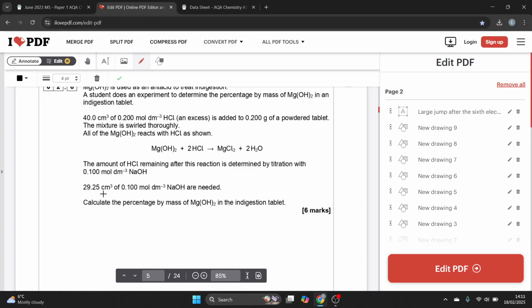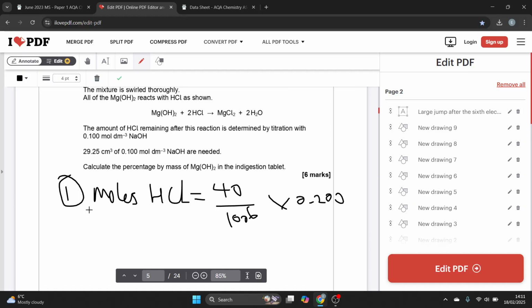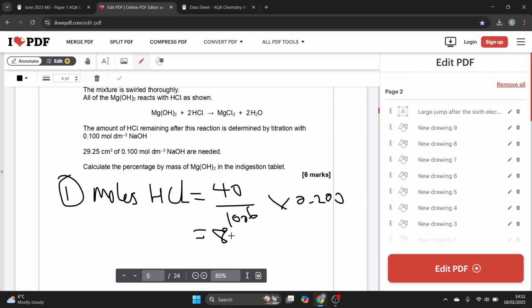So I'm not fully sure what I'm doing, but I know for a fact I'm going to have to find out moles. So that's what I'm going to do first. Show my working out: concentration times volume. And what do I get? 40 divided by 1000 times 0.200, 8 times 10 to the power minus 3 moles.